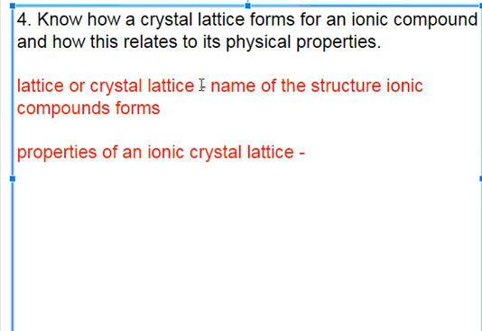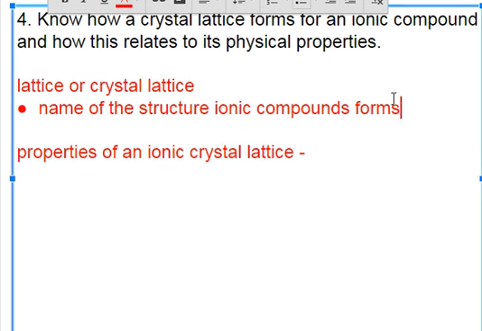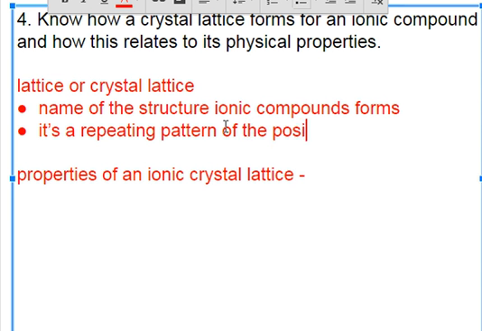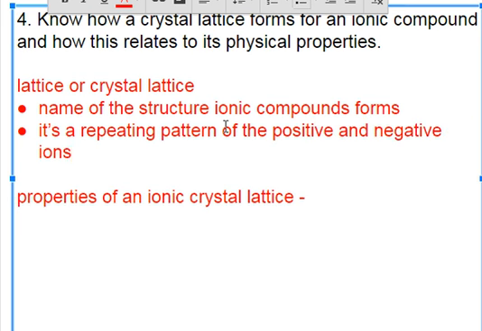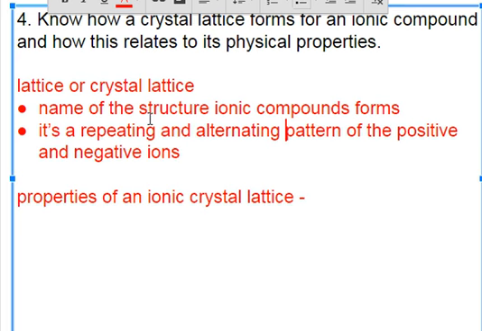Let's do it this way. We'll make it bullet points. It's a repeating pattern. So it's a repeating and alternating pattern of the positive and negative ions. So they line up every other one.